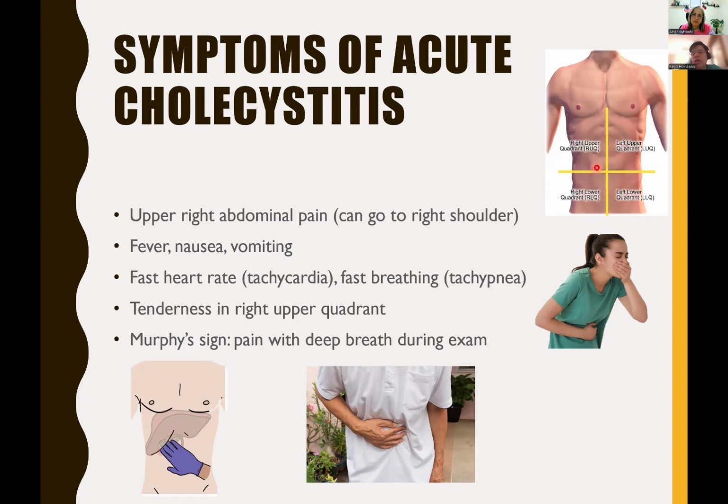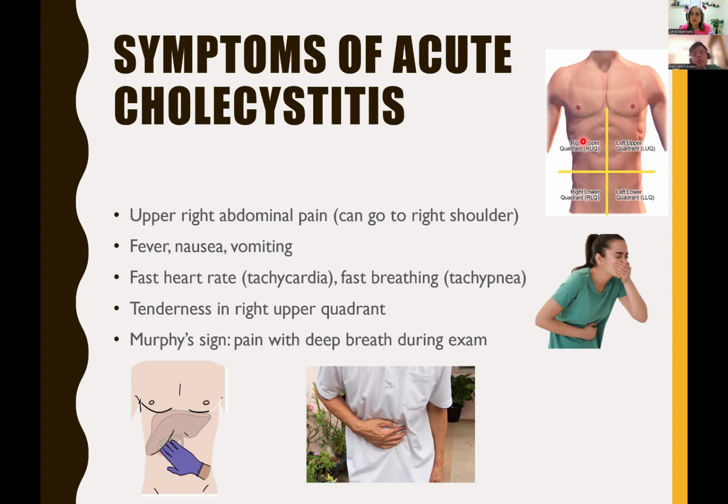And the gallbladder is located in the right upper quadrant. So the pain can appear in this location, but also can radiate to the right shoulder, and can happen with fever, nausea, and vomiting, fast heart rate, fast breathing, and tenderness on the right upper quadrant. And it's important to describe what is Murphy sign.